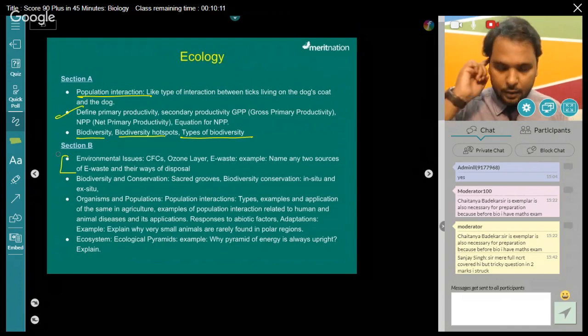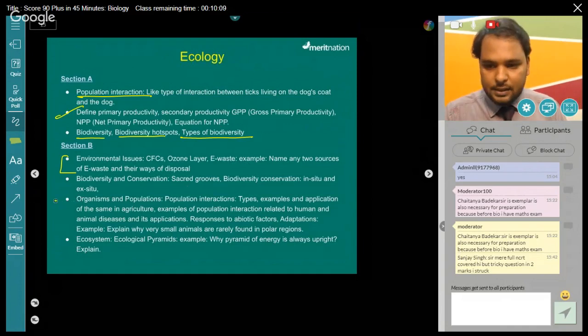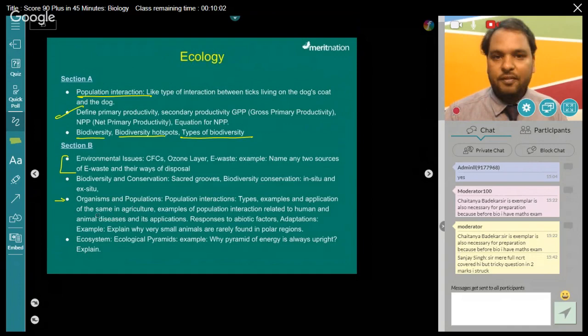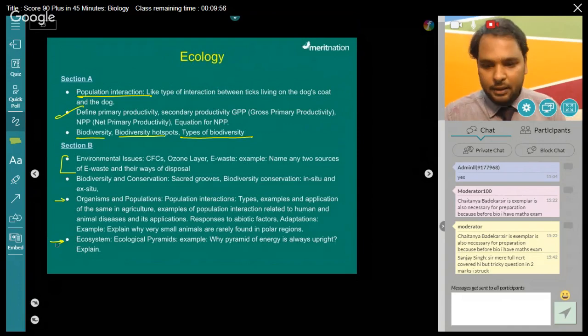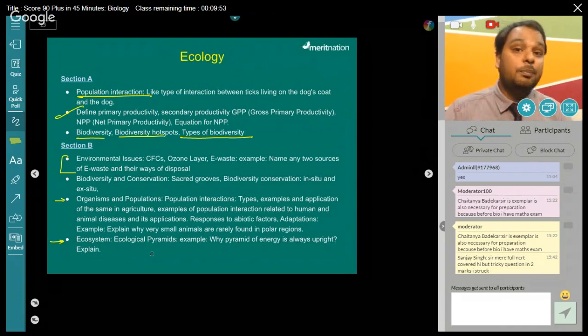Don't lose that. Okay, now next is your organism and population. These are the important topics that you can go through, and you'll find a question out of it. Okay, ecosystem. Absolutely, there will be another question from it, maybe for 3 marks or 5 marks. Okay, that ecological pyramids.